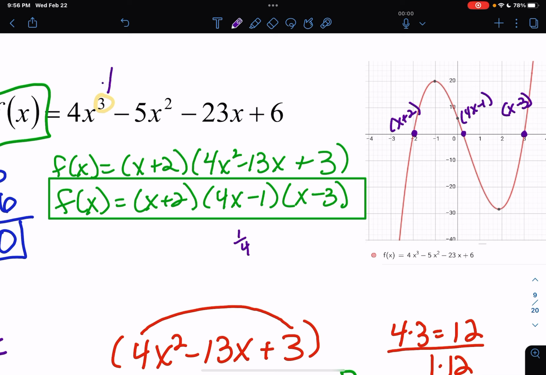This is a third-degree polynomial. That means it could have 3 linear factors. The graph could go in 1, 2, 3 directions. The graph can cross through the x-axis in 1, 2, 3 different places.